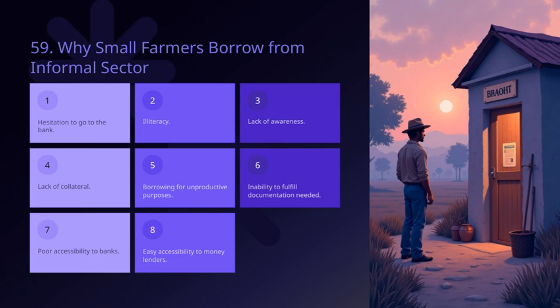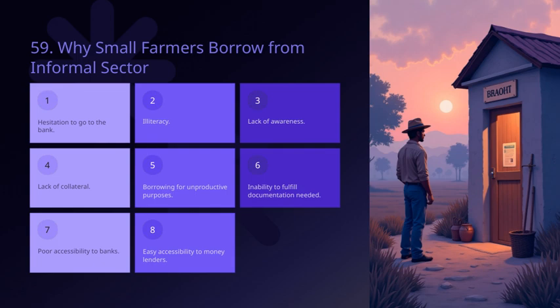Lack of awareness also plays a significant role. Farmers might not be fully aware of the formal financial options available to them or how to access them. Poor accessibility to banks is another challenge. Many farmers live far from banking facilities, making it inconvenient or impossible to use formal banking services. Additionally, some farmers borrow for unproductive purposes, which means they might take loans without a clear plan for repayment or future benefit, often due to urgent needs or lack of alternatives. Lack of collateral is also a critical barrier. Without assets to secure a loan, banks are less likely to lend.